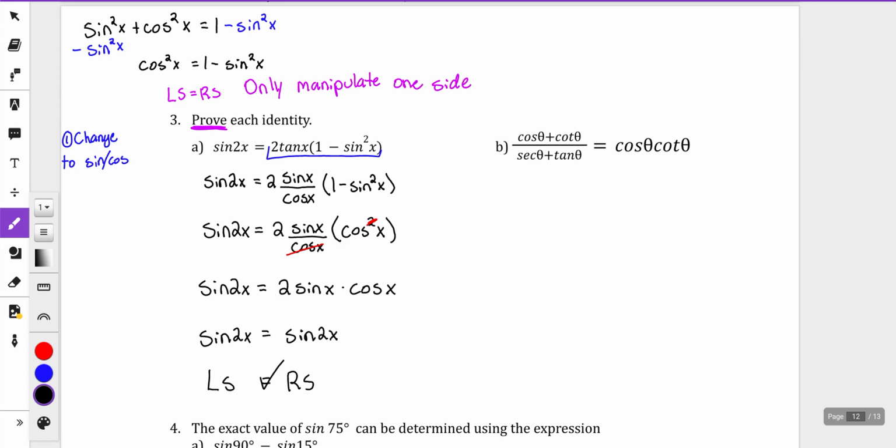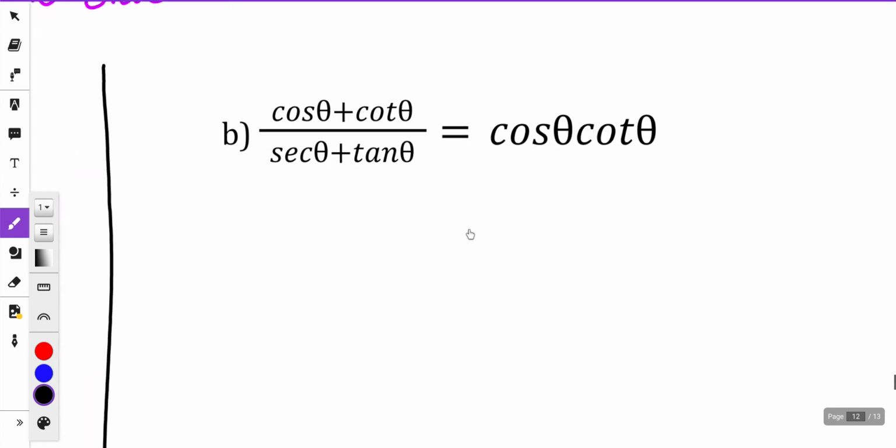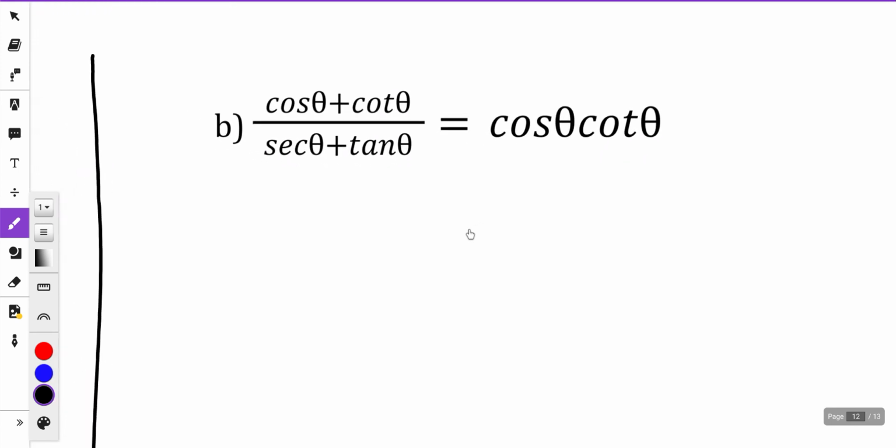Okay, let's do another one. So, looking at B. Pick the side that looks more confusing. Fair to say the left side looks a lot worse? Yeah, I agree. So, we're only going to manipulate the left side of that equation, not the right side. When manipulating the left side, first thing I'm doing is changing everything to sines and cosines. So anything that is not sine or cos, I'm changing to sine or cos. That's quite a few things here.